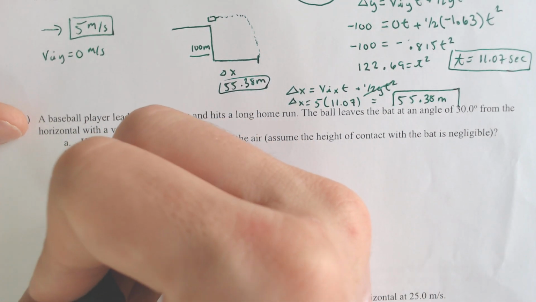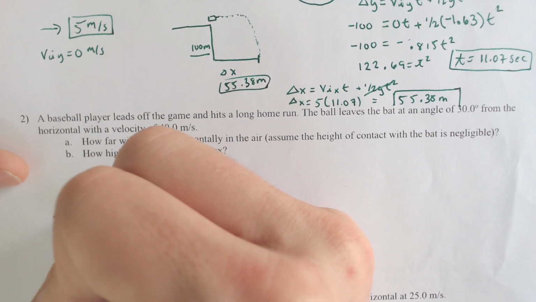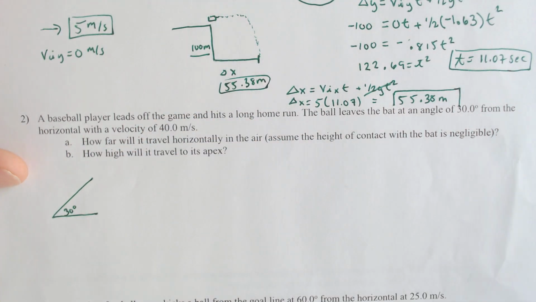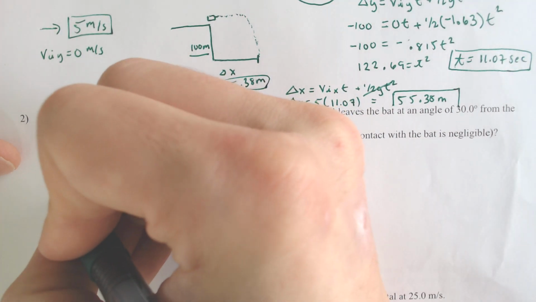So in this first problem where we have an angle, we need to draw a triangle for that angle: 30 degrees, and it left with 40 meters per second.